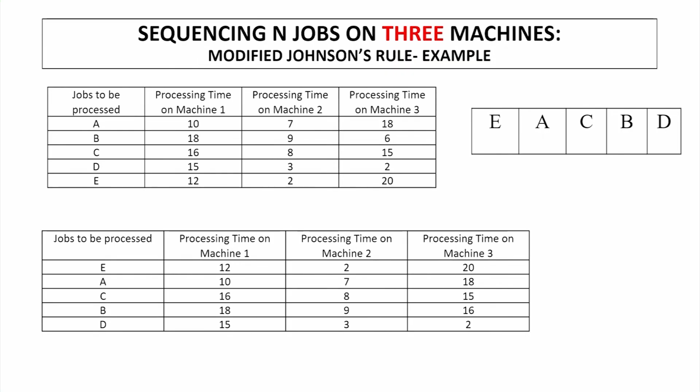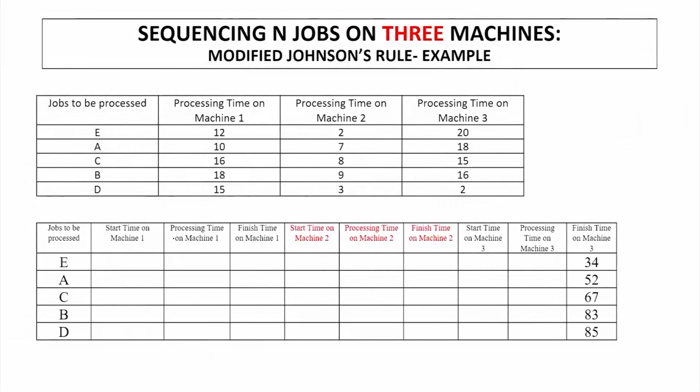First step is to convert the given into the desired information. Now, we have to make the sequence E, A, C, B, D rather than A, B, C, D. So, these are the jobs to be processed as per the optimal sequence. Okay. So, we arrange the jobs into the sequence which we have identified using the modified Johnson's rule. Now, for this let us try to find out the total makespan time.